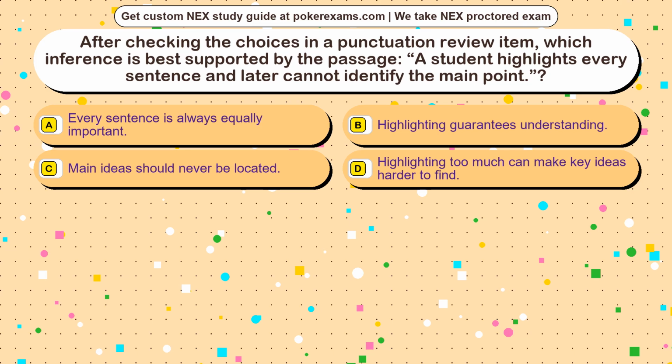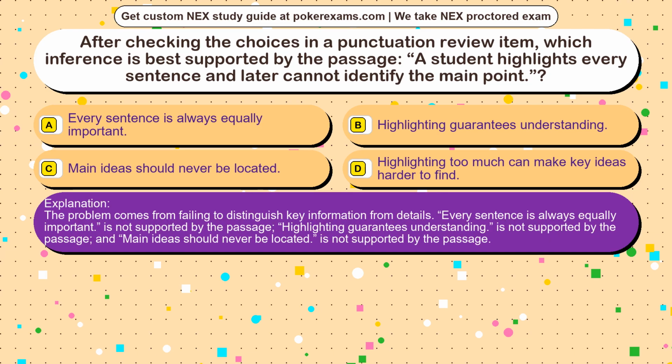The correct answer is option. The problem comes from failing to distinguish key information from details. Every sentence is always equally important is not supported by the passage, highlighting guarantees understanding is not supported by the passage, and main ideas should never be located is not supported by the passage.